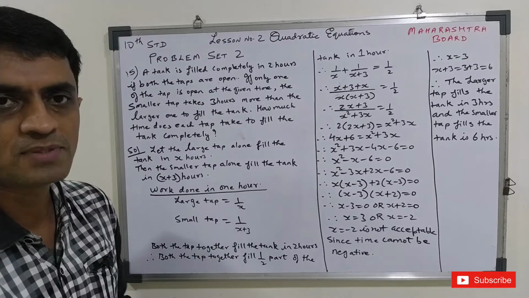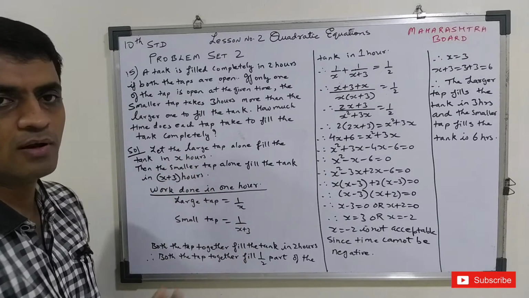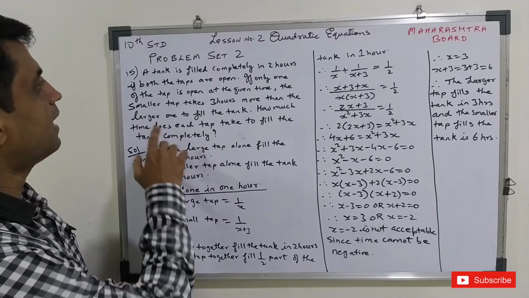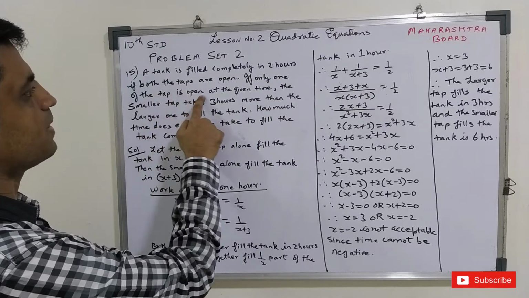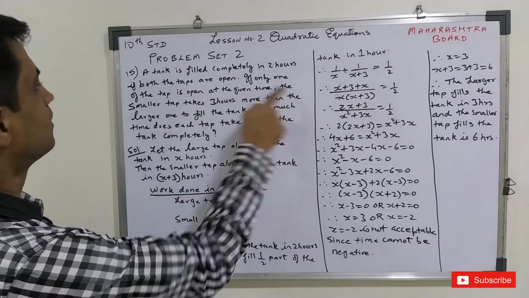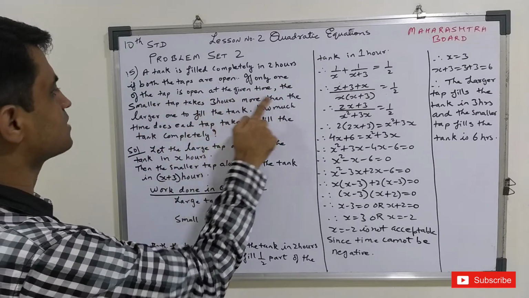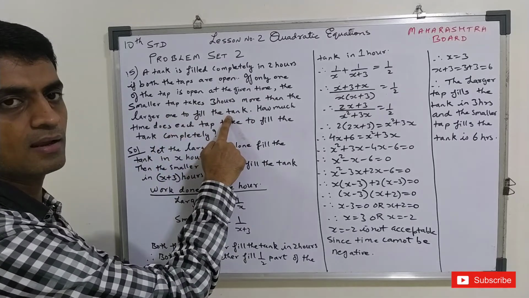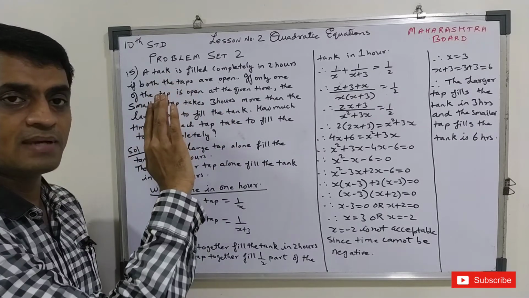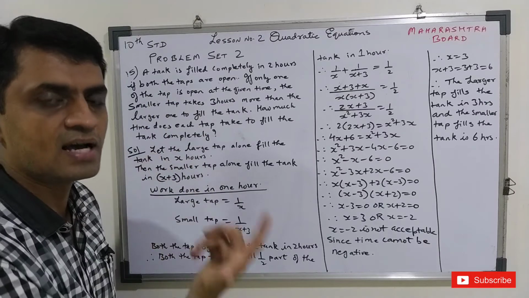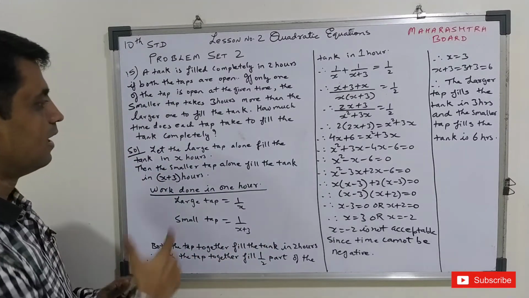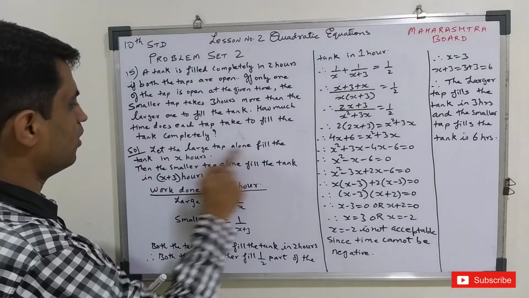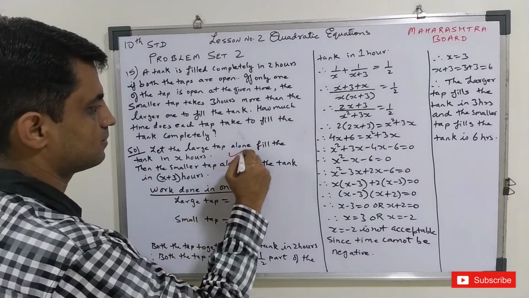Now, there are 2 taps, a larger tap and a smaller tap. They have given the information that if only one of the taps is open at a given time, the smaller tap takes 3 hours more than the larger one to fill the tank. It means the larger tap we don't know. So what we have done: let the larger tap alone fill the tank in x hours.